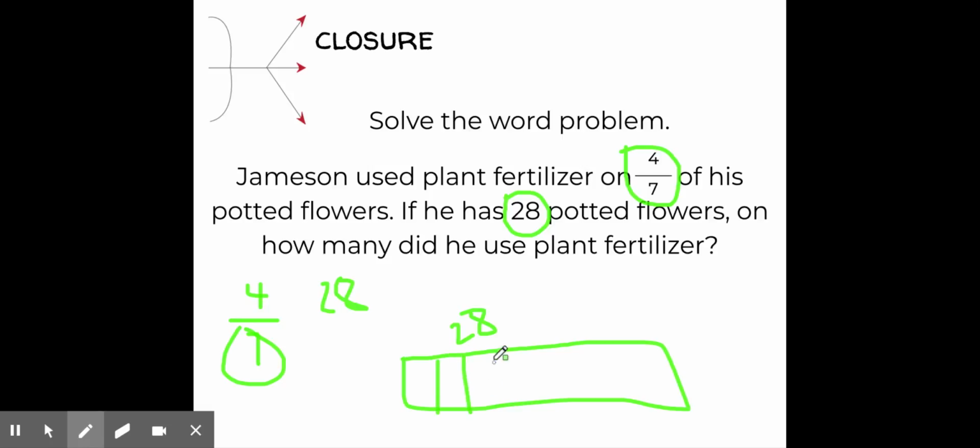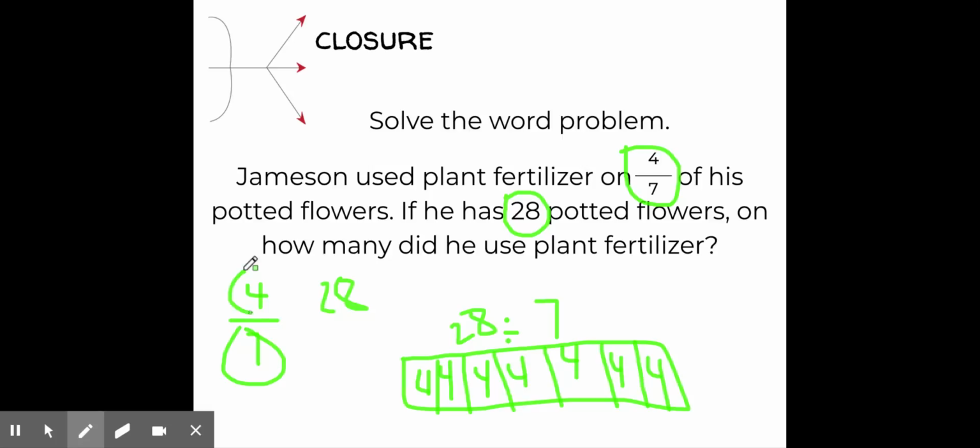1, 2, 3, 4, 5, 6. I need one more space here. 28 divided by 7 is 4. So I have 4, 8, 12, 16, 20, 24, 28.